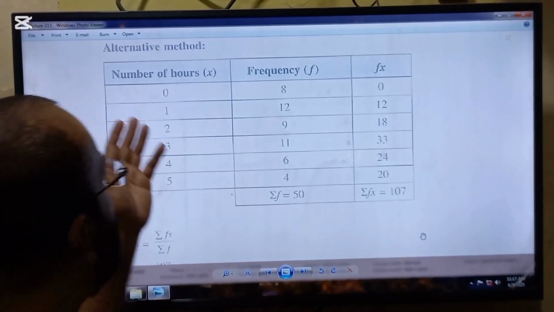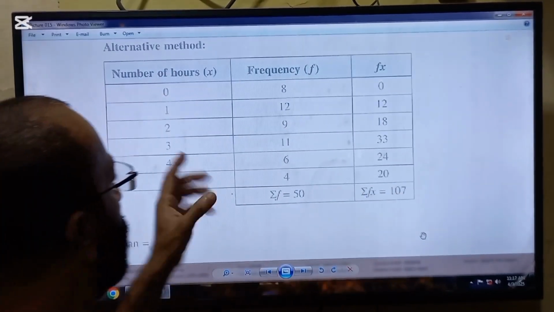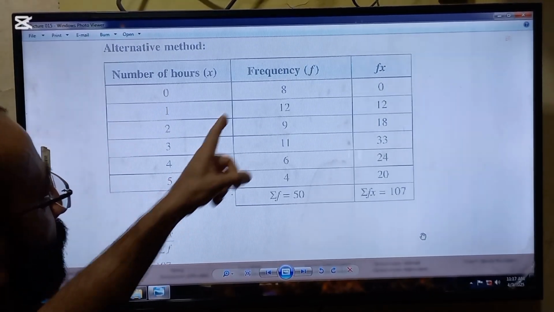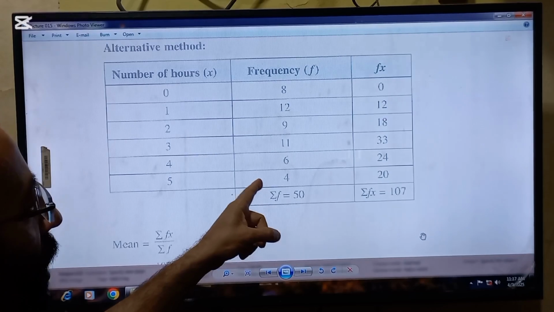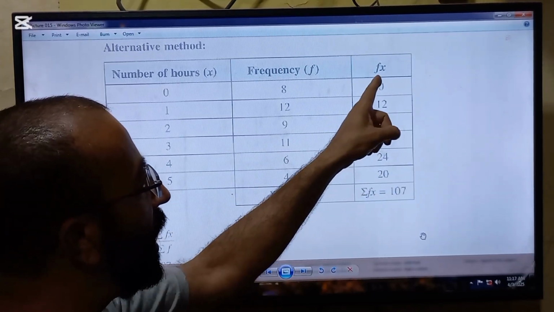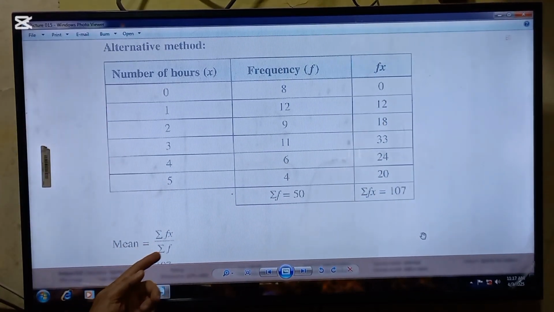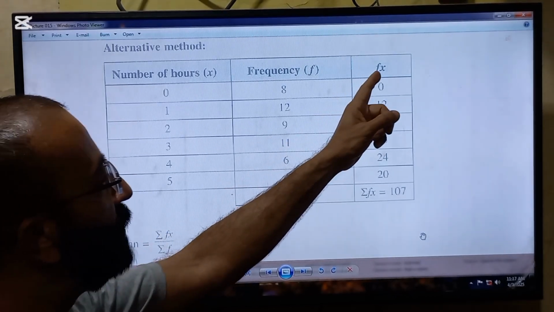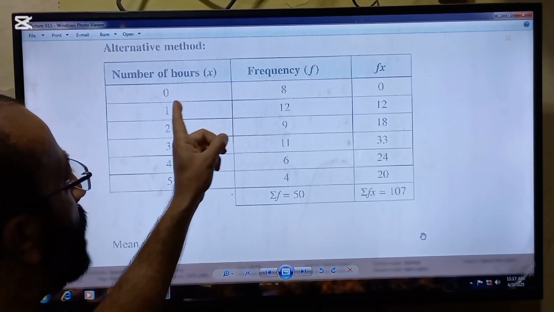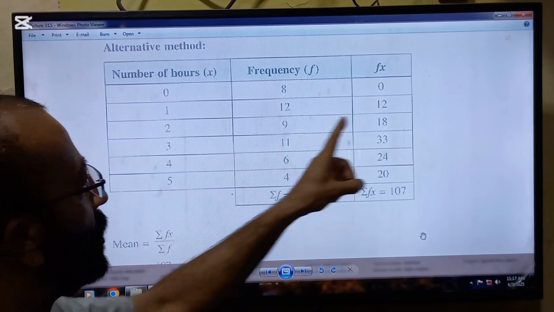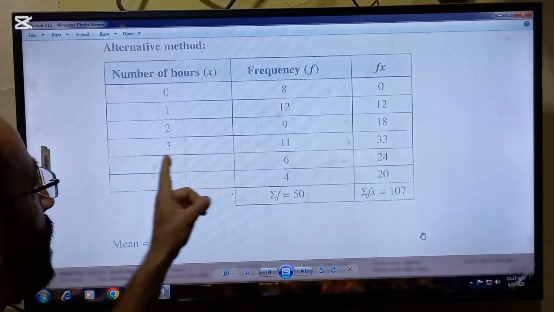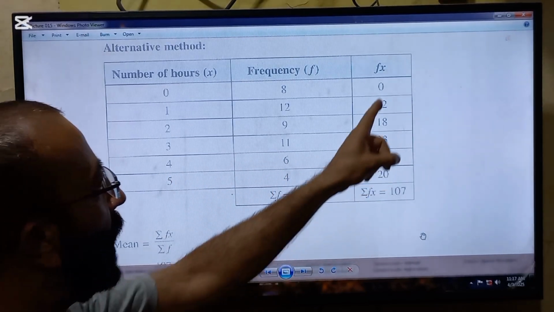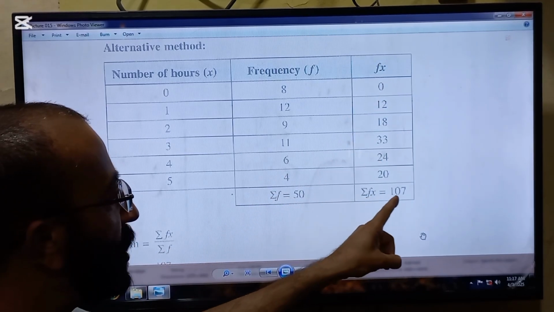Here is an alternative method to solve the question. This is a more proper way. Values will be put in a vertical column, frequencies will be put in a vertical column, and we will make a new column of fx, because the formula used will be summation fx over summation f. So we require fx. fx will be found like this: f into x. 8 zeros are 0, 12 ones are 12, 9 twos are 18, 11 threes are 33, 6 fours are 24, and 4 fives are 20. And after adding these values we will get summation fx.